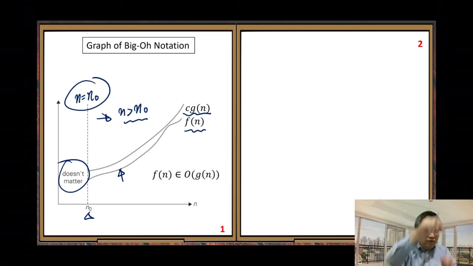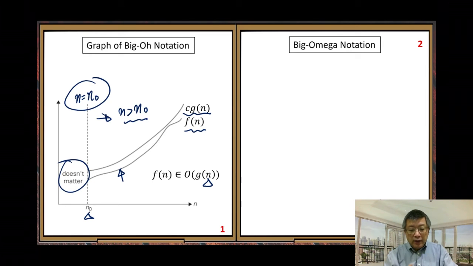So you can move that vertical line to the left or to the right. But as soon as you choose a certain place, you should fix it, because this n0 is not a variable. n0 is not a variable. It is a special constant. n is a variable. All right.